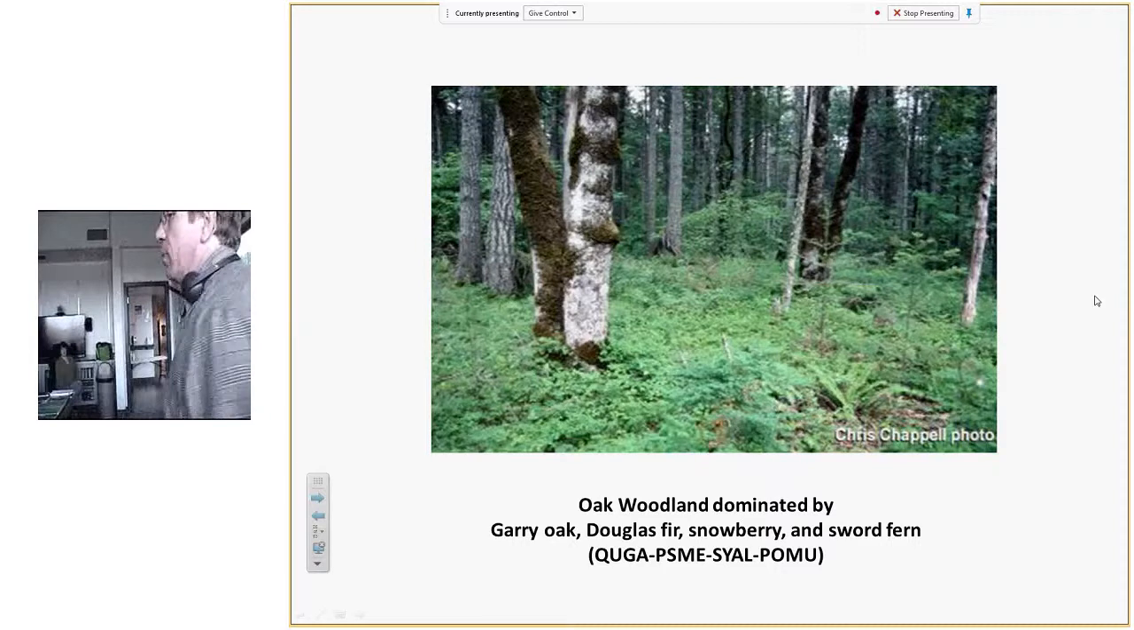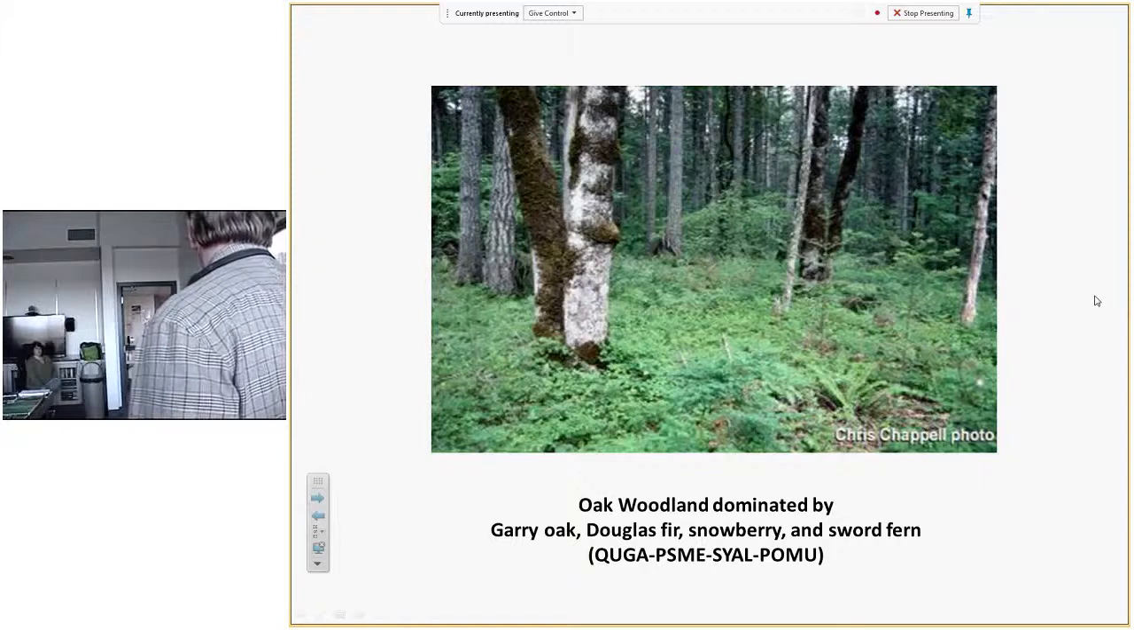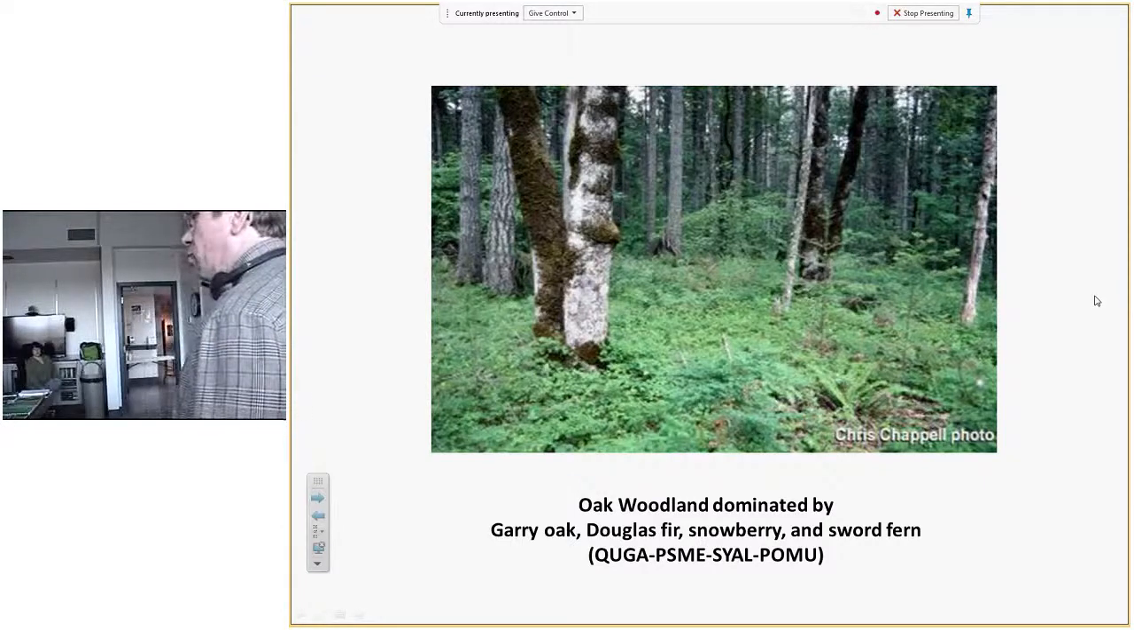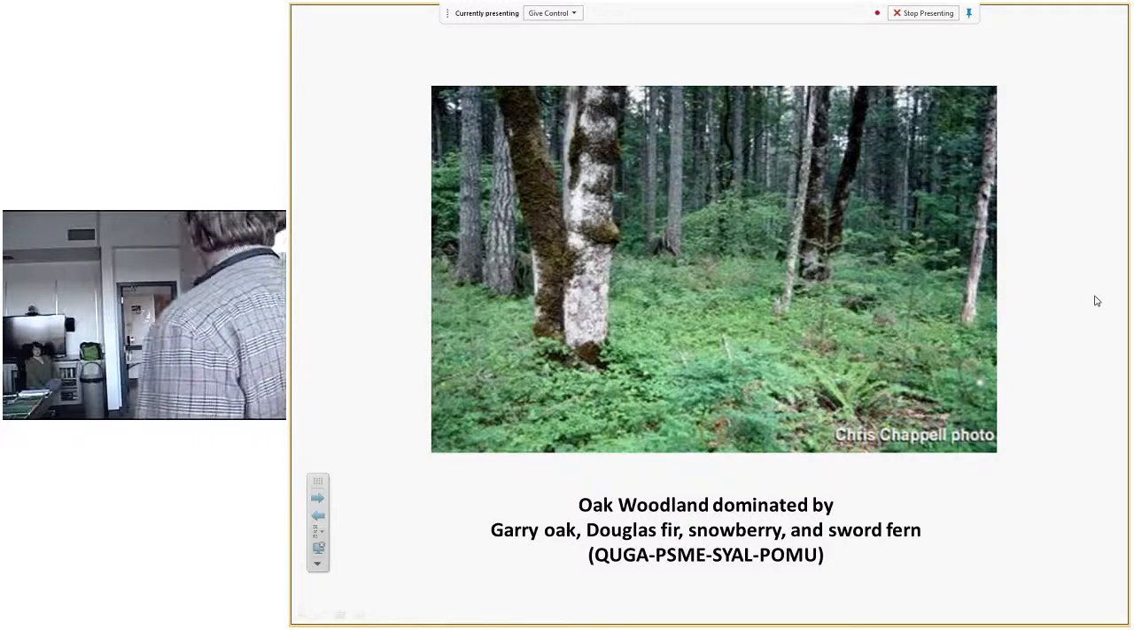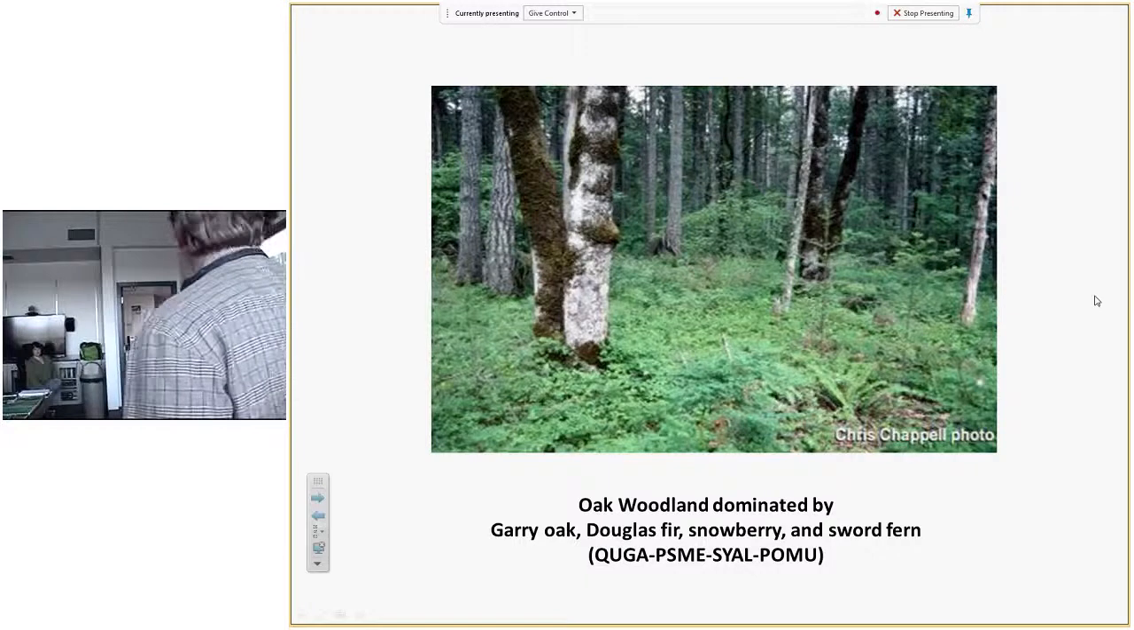Here's another type, an oak woodland that's Garry oak, Douglas-fir, snowberry, and so real sandy soils, dries out in the summer. A little bit more light gets in because the trees are farther spaced apart because they're competing for water. But they like really sandy, dry soils.